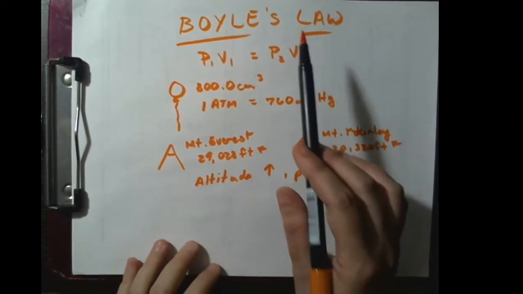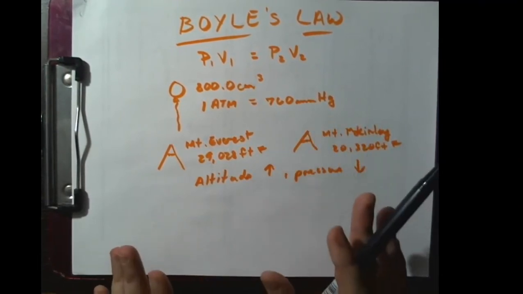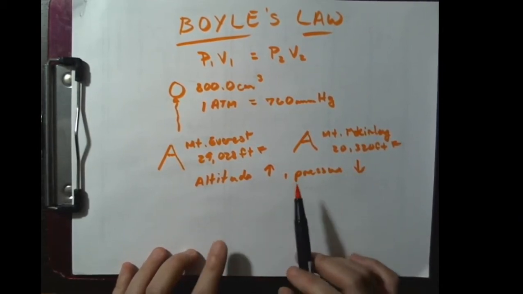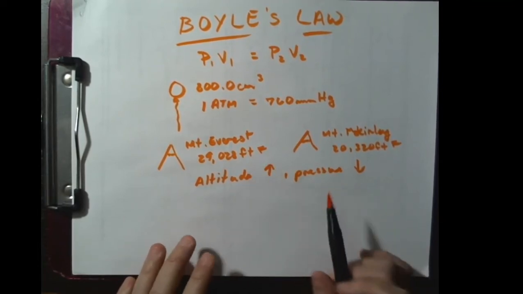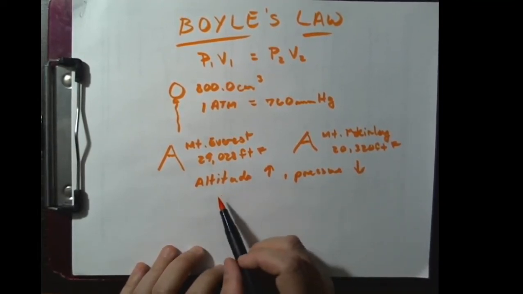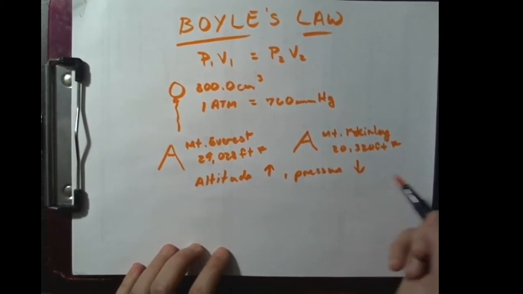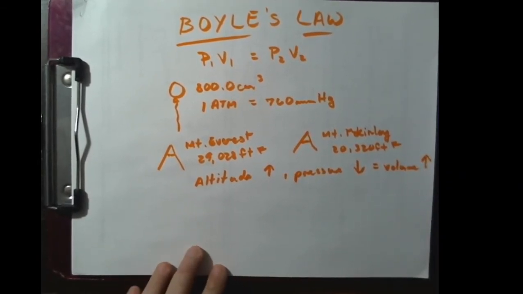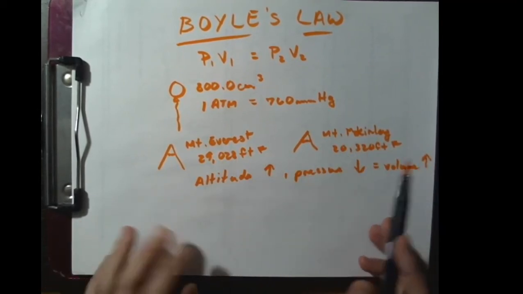Now, from Boyle's law, we know that pressure and volume are inversely related. So when pressure is low, the volume is high, and vice versa. When pressure is high, volume is low. So altitude and pressure are inversely proportional, and so are pressure and volume. Okay? Now, that's the first part of the question we just answered.